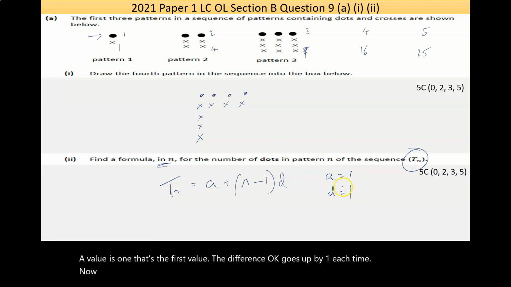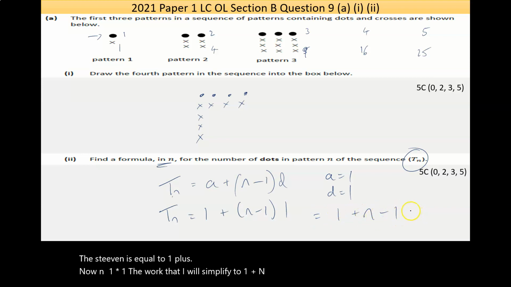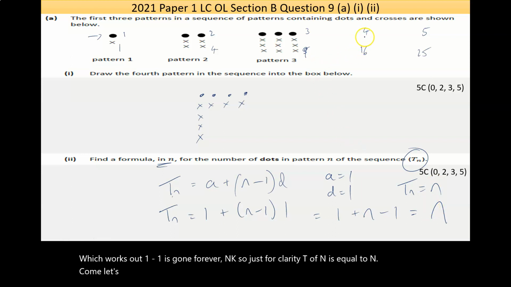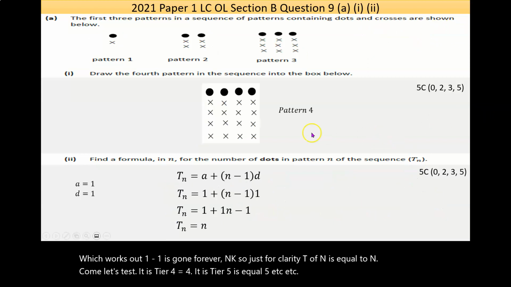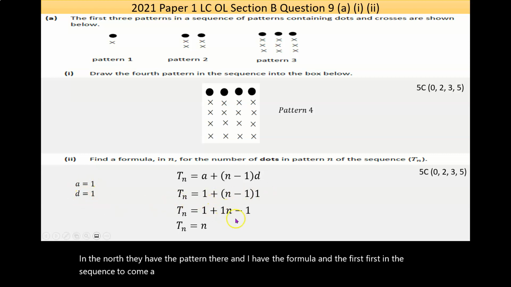Now we're looking to find a formula for that. That's T of n is equal to 1 plus n minus 1 times 1. You can work that out, it'll simplify to 1 plus n minus 1, which works out, 1 minus 1 is gone, so you're left with n. So just for clarity, T of n is equal to n. Let's test it. Is T of 4 equal to 4? It is. T of 5 is equal to 5, etc. Now in the notes, I have the pattern there, and I have the formula and the first term in the sequence, the common difference, put them in and then manipulate it down using algebra.